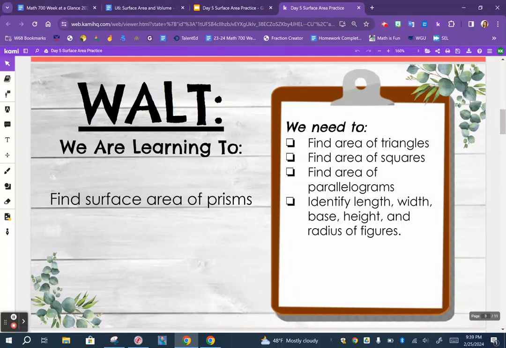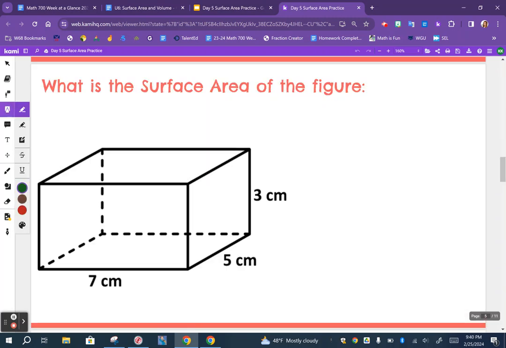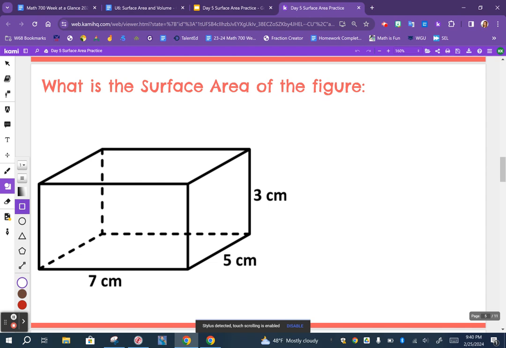Today we are learning to find surface area of prisms. What is the surface area of the figure? To start, I am going to draw the net of this rectangular prism.